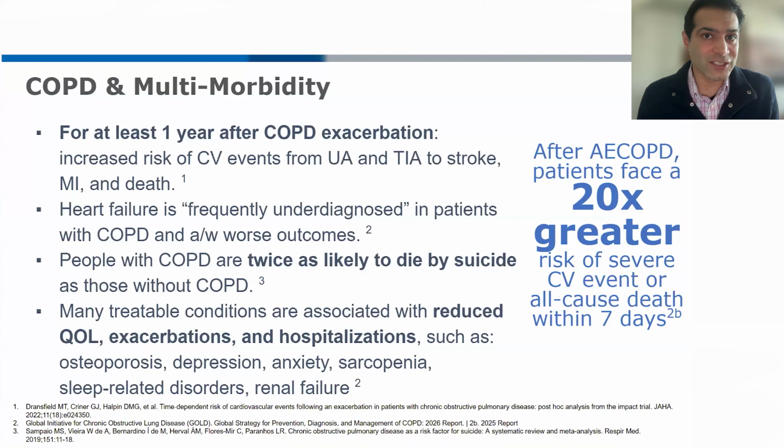So many of these conditions are treatable, right? But if they're not treated, even though these are kind of extremes, we still see sarcopenia, sleep-related disorders, renal failure. Not just that, but there's more and more chronic burden of disease that causes significantly reduced quality of life, more acute care use, worse across the board. Next slide, please.